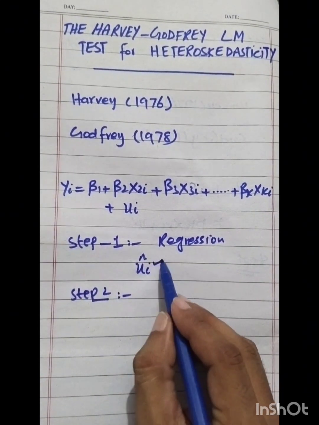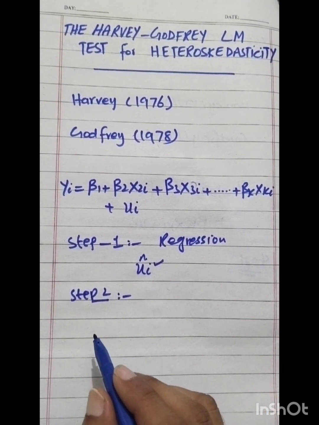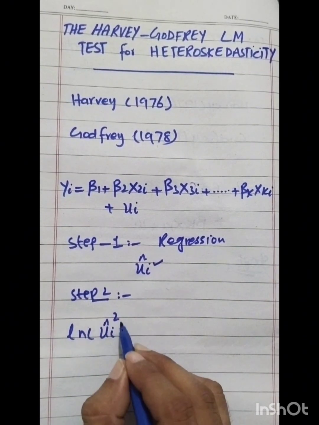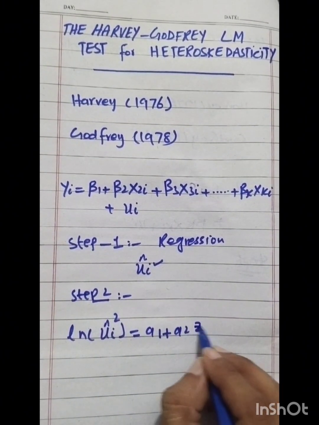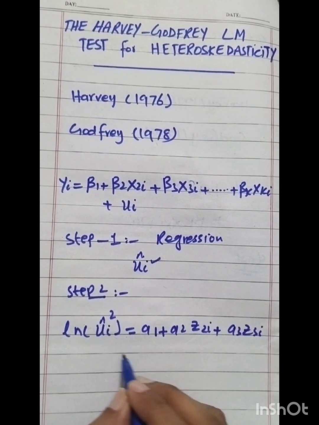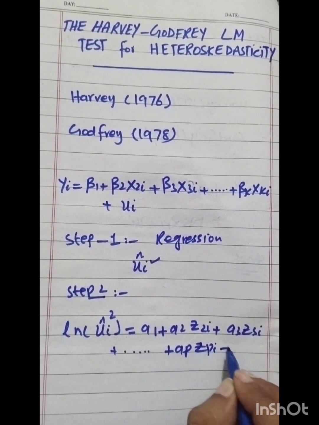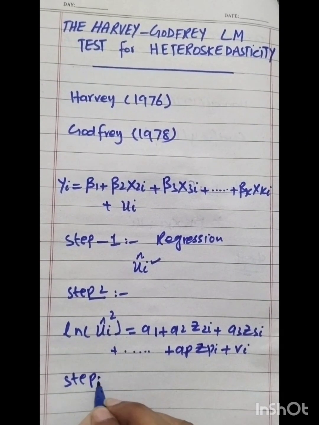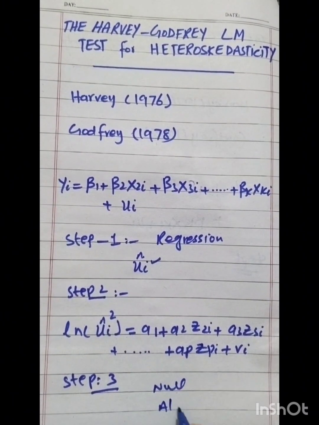After obtaining the estimated residual, we will run the following auxiliary regression, that is, log of mu i hat square is equal to a1 plus a2 z2i plus a3 z3i plus so on plus ap zpi plus vi. The step 3 of this test is to formulate the null and alternative hypothesis.